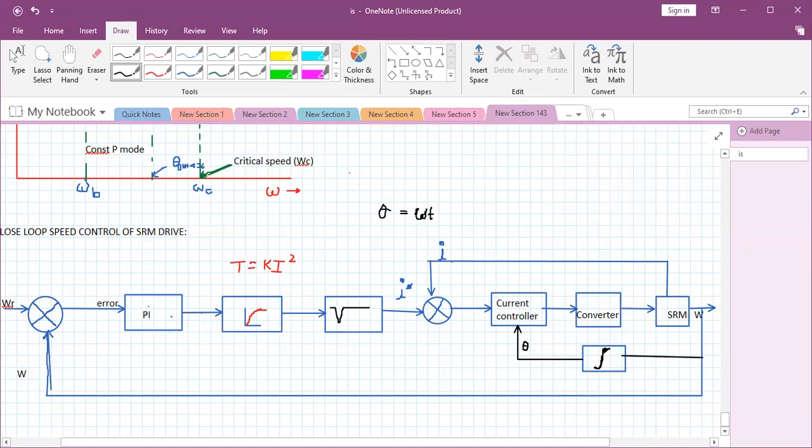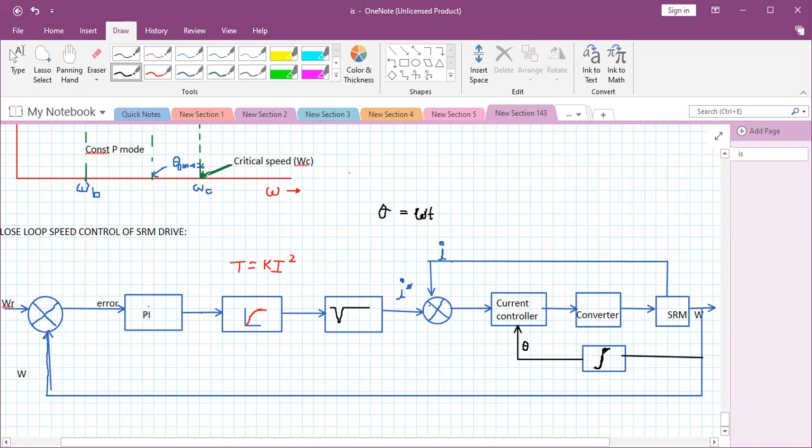The PI controller is giving a torque, but we require a current. So torque is equal to K i square. So what we will do? We will require a square root for the current. So we are using a square root block for the current. Here we are getting a base current, or we can say reference current. Now we require the actual current. So this is your reference current and we require the actual current. The actual current is coming from the SRM.